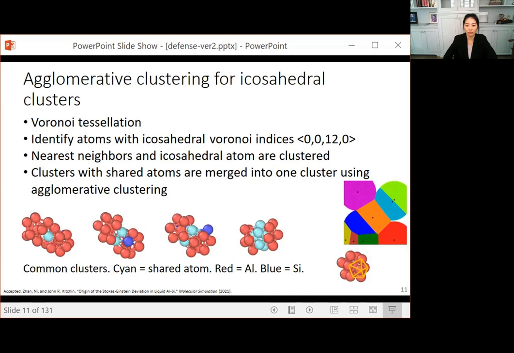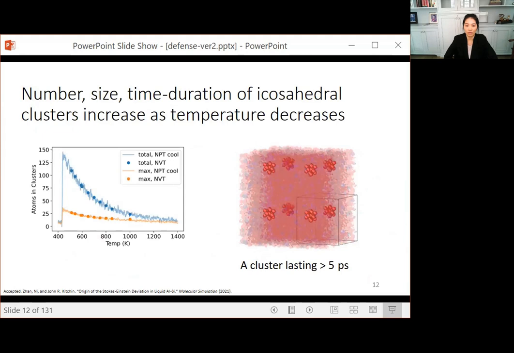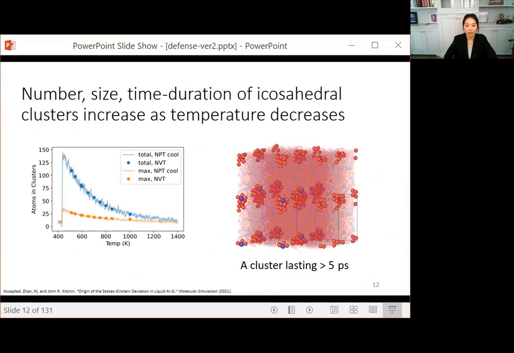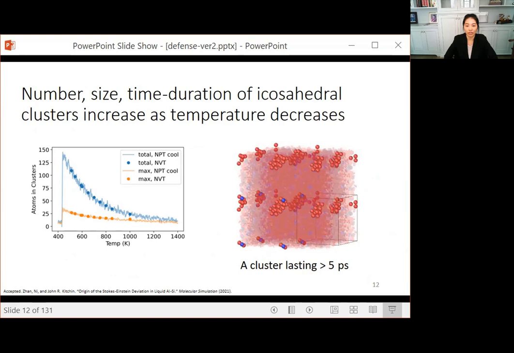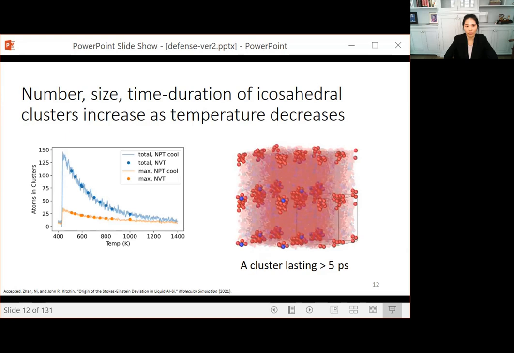So now we have assigned all the clusters in the simulation, and we can do some analysis on their properties. We find that the number of clusters increases when the temperature decreases. And we find the same thing happening for the size of the clusters and the time duration, or how long the cluster is lasting in simulation. On the plot on the left, we have the atoms in clusters versus temperature. The blue is the total, and the orange is the max. We see that both of these are increasing when the temperature decreases.